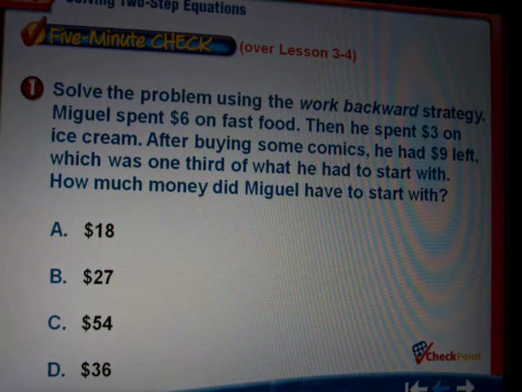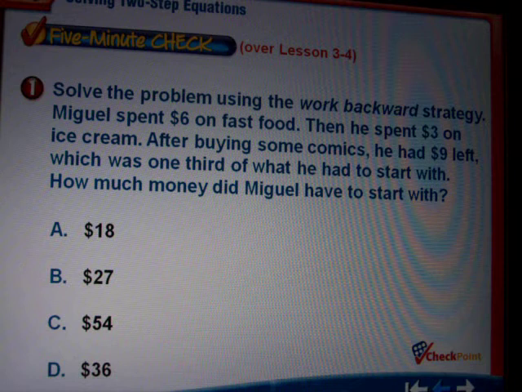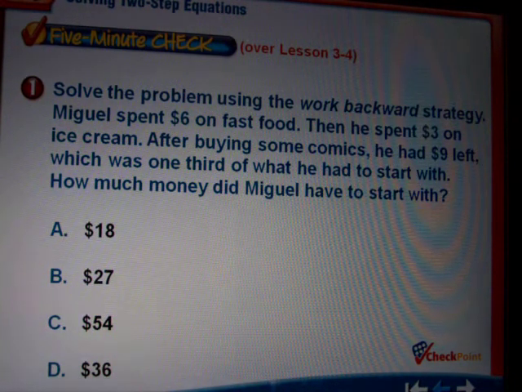Miguel spent $6 on fast food, then he spent $3 on ice cream. After buying some comics, he had $9 left, which was 1/3 of what he had to start with. How much money did Miguel have to start with? Is it A, $18, B, $27, C, $54, or D, $36? And your answer is?